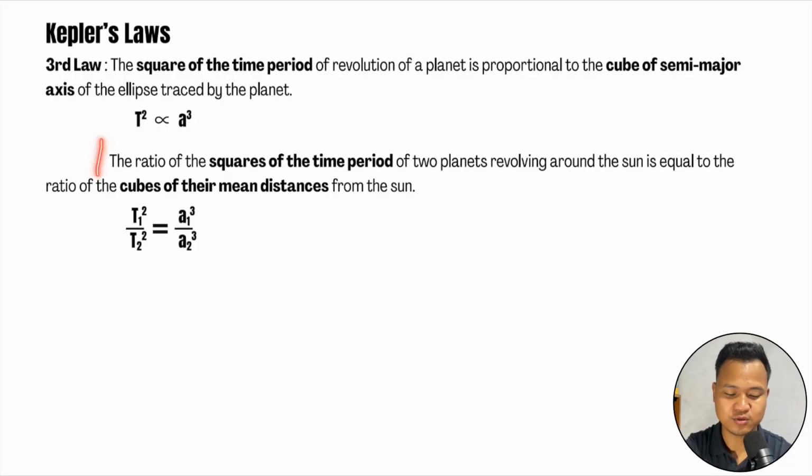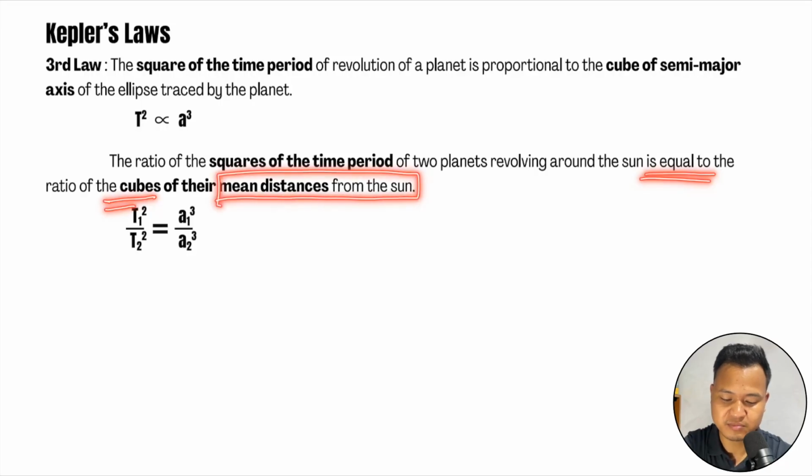We can also say the third law in this way, okay? So what is Kepler's third law? The ratio of the squares of the time periods of two planets revolving around the sun is equal to the ratio of the cubes of their mean distances from the sun.